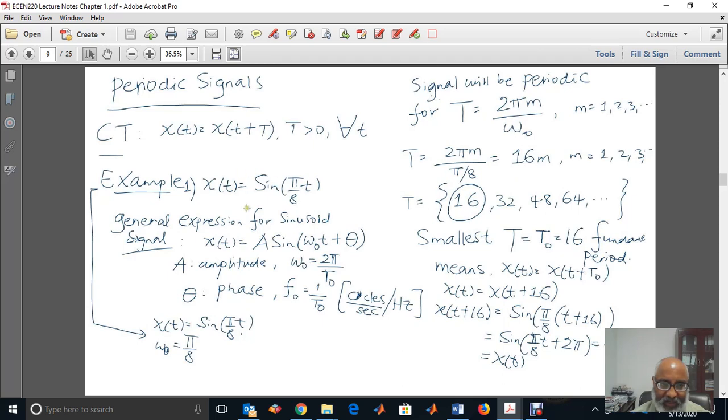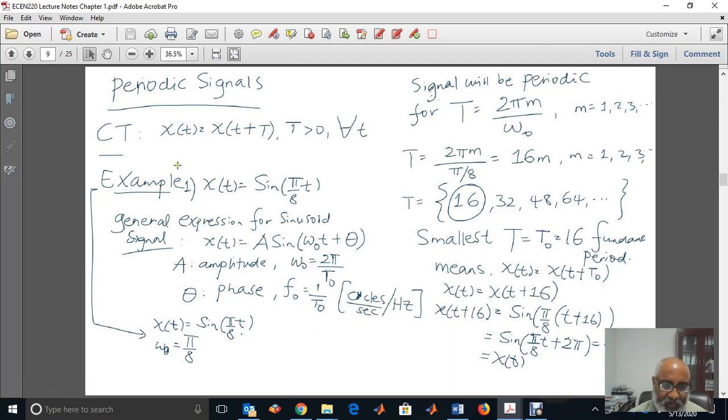in general, if I have a sine signal, x of t is sine pi over 8 times t. For example, here pi over 8 is omega naught. So in general, a general sine signal, as we discussed in the previous lecture, is x of t equals A sine omega naught t plus theta. Omega naught is the frequency in radians per second. Theta is called the phase angle. A is called the amplitude. Omega naught is 2 pi over T naught. T naught is the fundamental period. F naught is the fundamental frequency, 1 over T naught. The unit of F naught is hertz, or cycles per second.